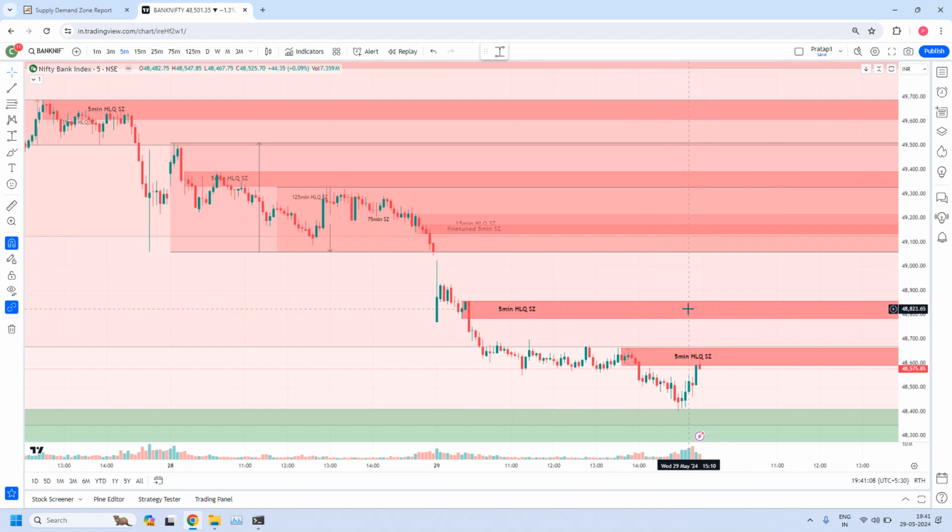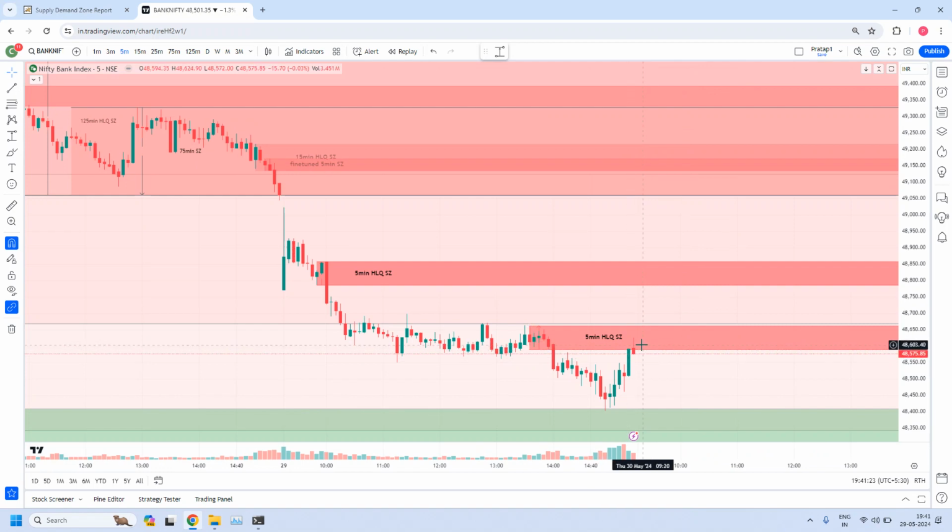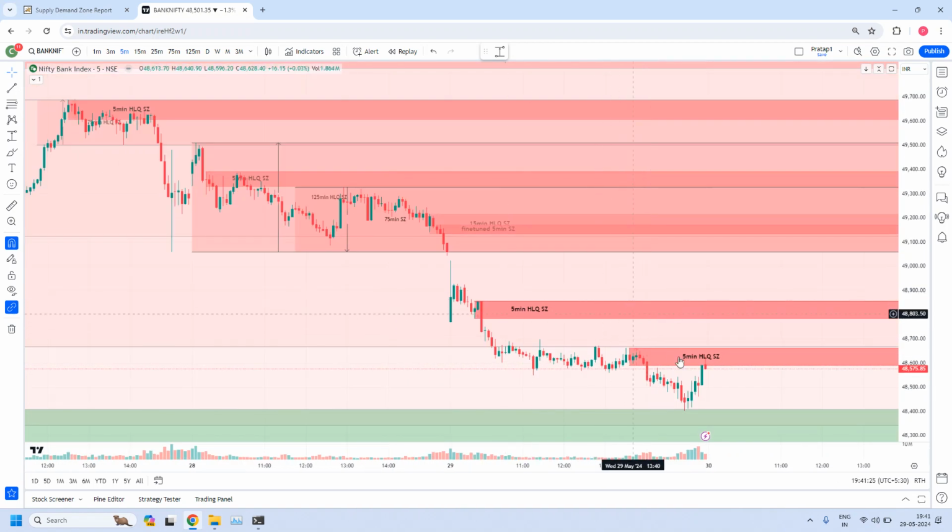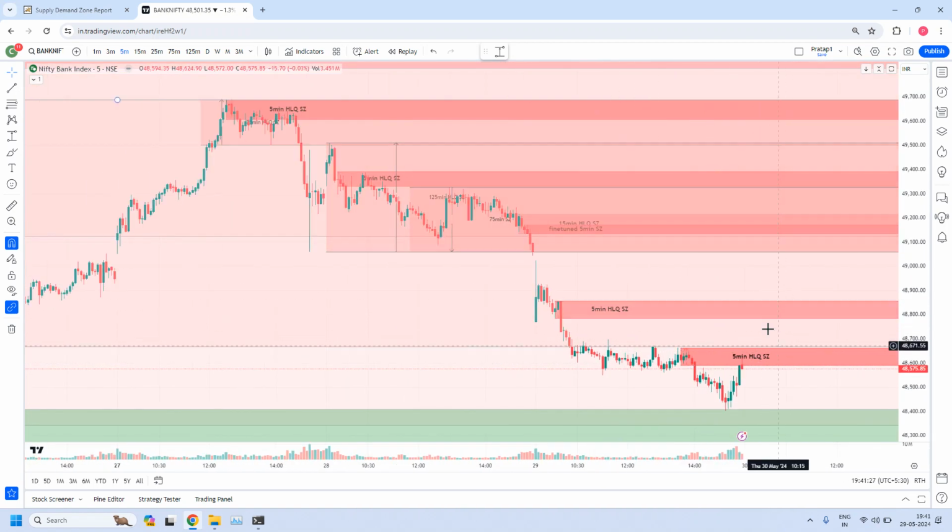But remember, trend will be changed only when the 15 minutes supply zone is violated. That point you should not forget. By violating the 5 minutes, your intermediate trend won't be changed. But these are all high liquidity zones. Strong order flow will be there in these zones. They will give us good short opportunities.